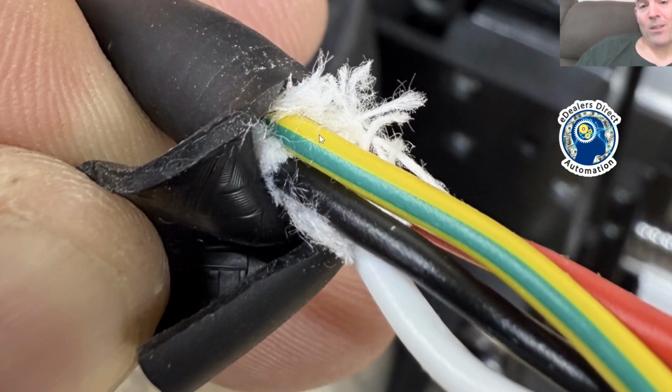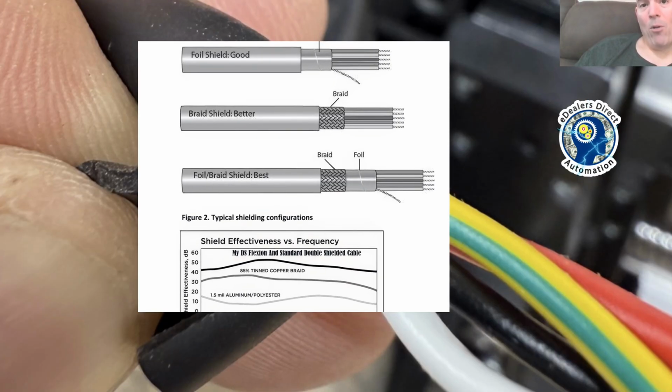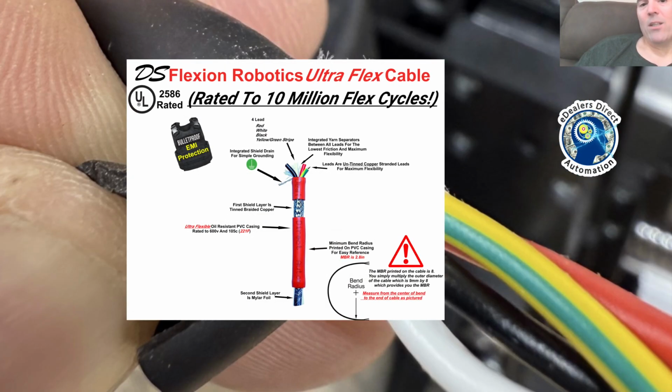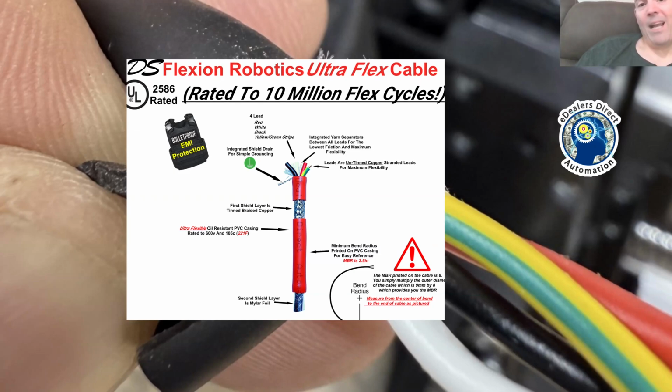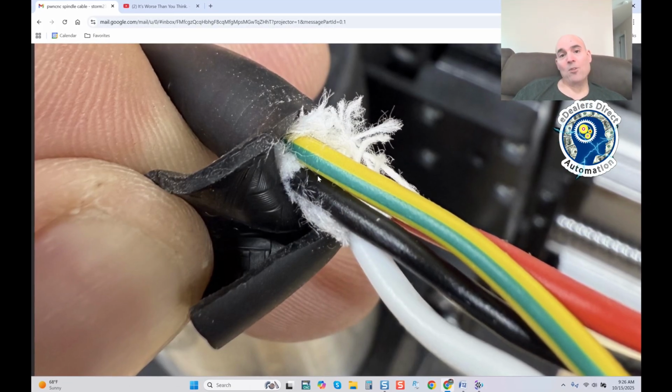And I say double shielding, once again, a tin braided copper and a mylar foil to mitigate both forms of EMI. You essentially have nothing to mitigate EMI. This is a standard cable. This gentleman was absolutely correct.